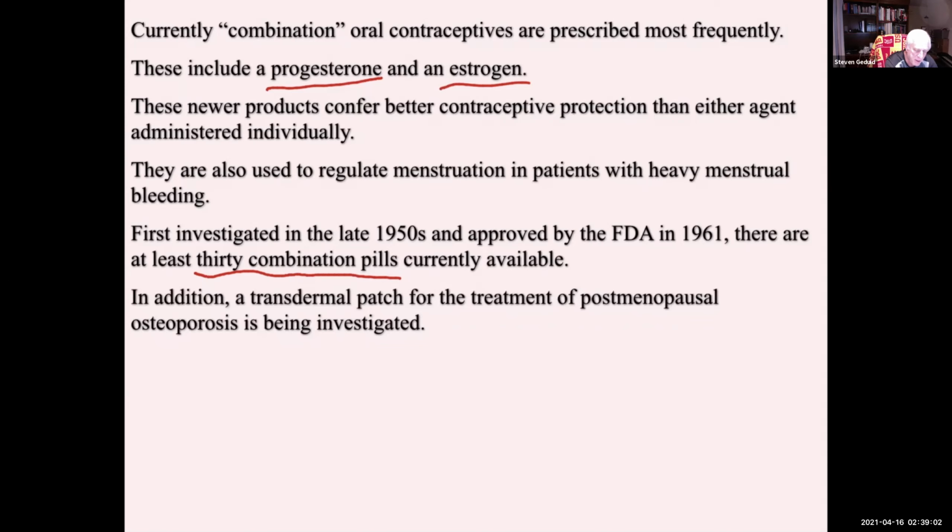At the end of menopause, a lot of women don't produce estrogen anymore. The bones start to become very thin, and you get what's called osteoporosis, where the bones become hollowed out and very narrow, and you can break bones very easily. One of the treatments being used is a transdermal patch right now, which has estrogen in it to help prevent this osteoporosis postmenopausally.